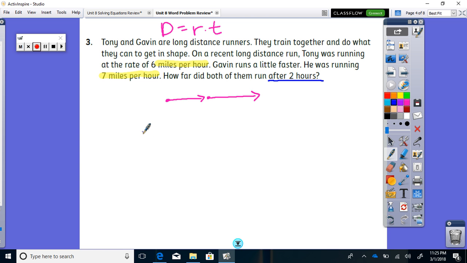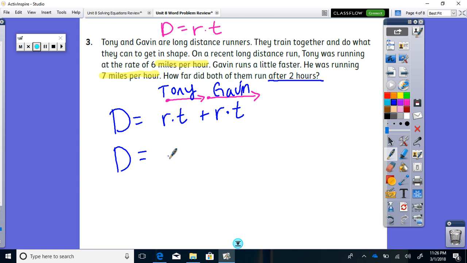So we have distance equals rate times time for Tony. Then we have plus rate times time for Gavin. So first their distance equals, Tony's rate is 6 miles per hour, so 6t, because I don't know what the time is quite yet. Then Gavin's rate was 7t, and so their distance together will be 6 plus 7, which is 13t.